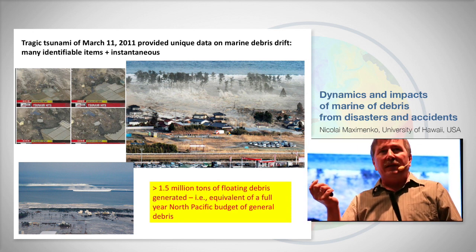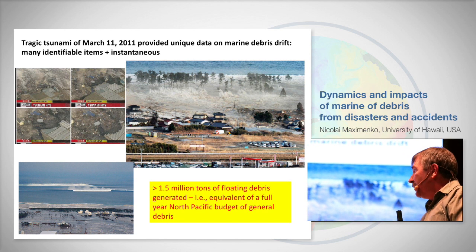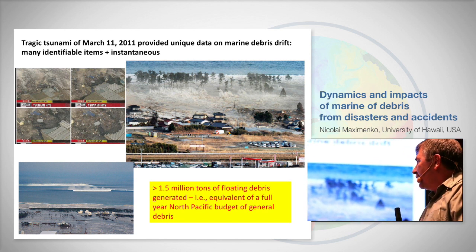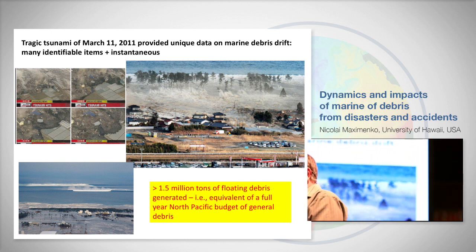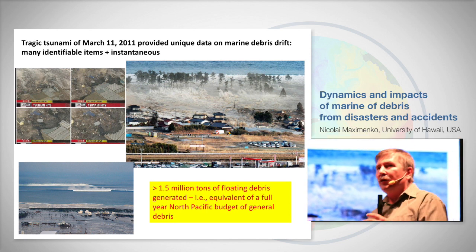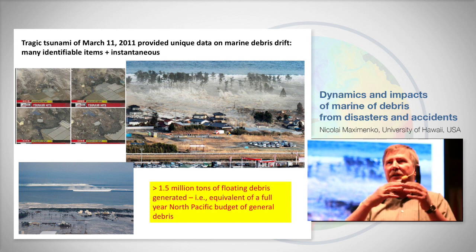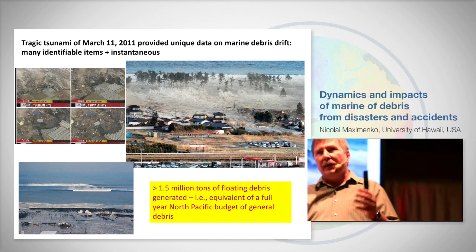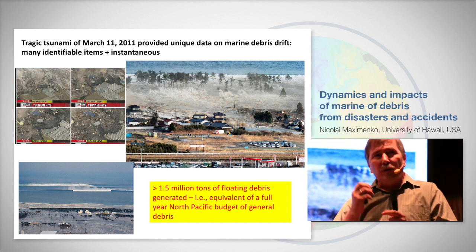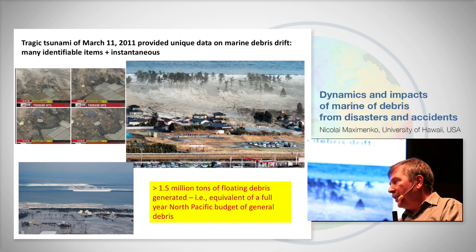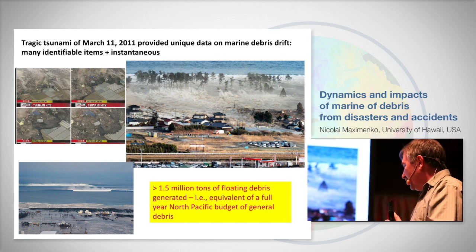In a few hours after the tsunami, this flooding produced 1.5 million tons. And if you remember the previous estimate of general debris, 8 million tons of plastic per year globally, then probably this number is comparable to the annual balance of the entire North Pacific in a year. And that was produced in a relatively small area, in a few hours. So this was a major injection of debris.